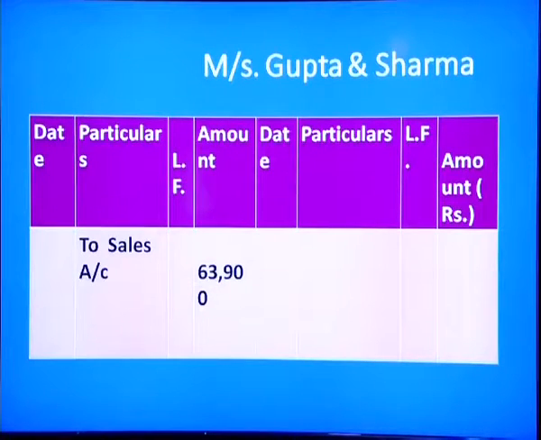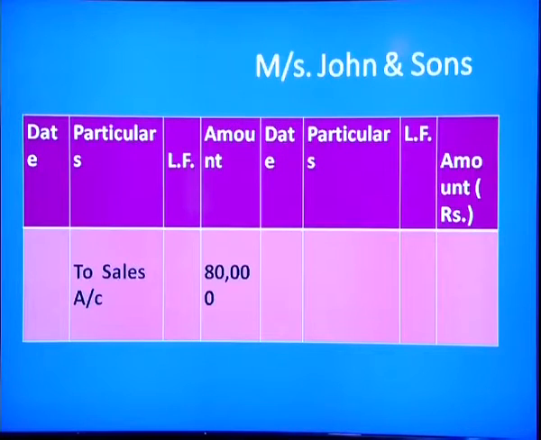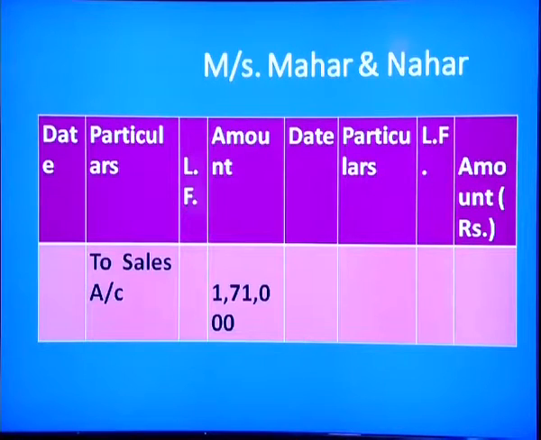And how can we post it? Respective personal account is taken, that is Gupta and Sharma, and we are posting on the debit side to sales account, amount in the respective column. Next is John and Sons account. On the debit side, in the particulars column, you will write to sales account and the amount in the respective column. Similarly, another purchaser, Messrs. Mahar and Nahar. Here also, particulars column, the details like to sales account and amount in the respective column.